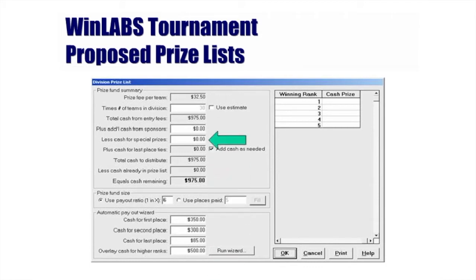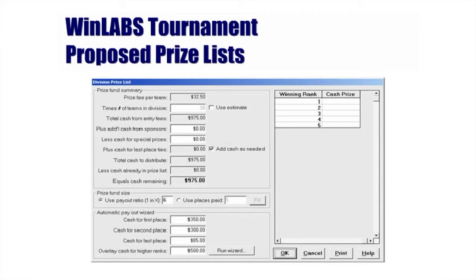The next field, called Less Cash for Special Prizes, is where you can deduct the cost of trophies or other special prizes. Remember that you are looking at a single division. You should not deduct all of the special prize money from one division only.